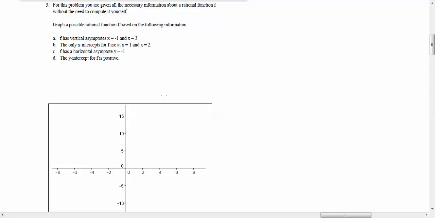Alright, let's graph this first. This thing has a vertical asymptote at -3 and +1. Okay, so +3 and -1. This thing has x-intercepts at x equals 1 and x equals 2. So 1 and 2. Interesting. The y-intercept is positive. This also has a horizontal asymptote at -1.